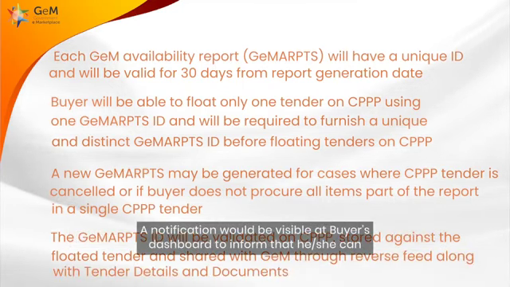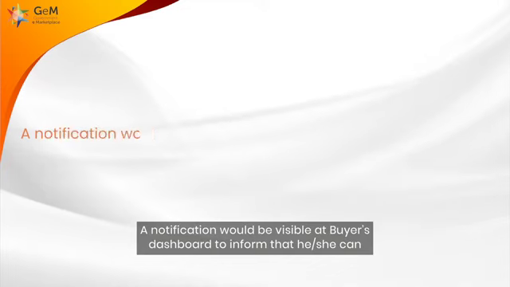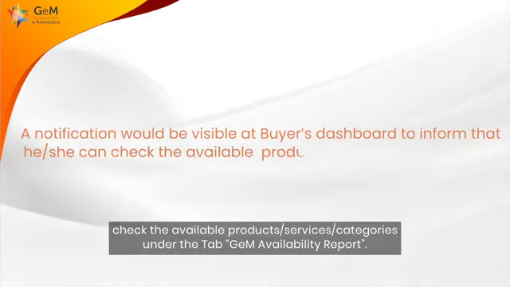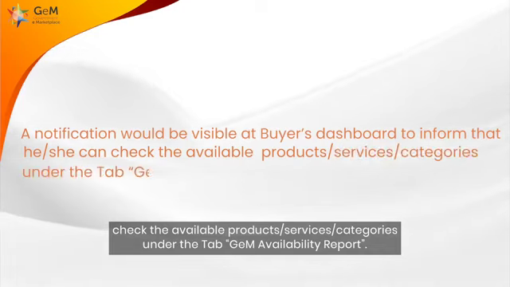A notification would be visible at buyer's dashboard to inform that he or she can check the available products or services or categories under the tab GeM Availability Report.